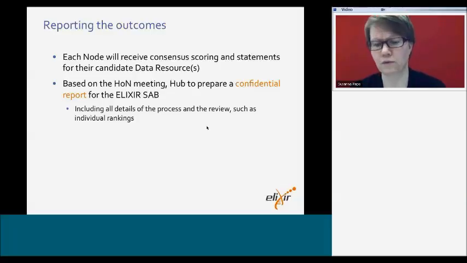So it's really important, the main reason why we have this process now is to assess whether the process actually is suitable for ELIXIR, so that we can select core data resources. So we will use the ELIXIR Scientific Advisory Board as our evaluator for the process, and for the SAB to be able to assess whether this process is suitable, we will include all the details of the process and the review, such as individual rankings, into a confidential report that is given to the ELIXIR SAB, and then they can evaluate whether this process and whether the first set of selected core data resources is good and adequate.